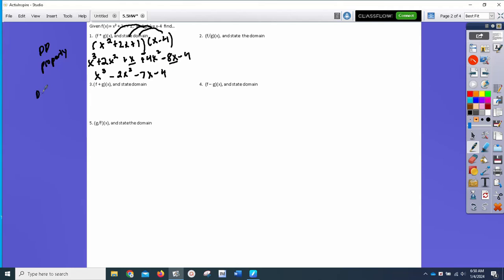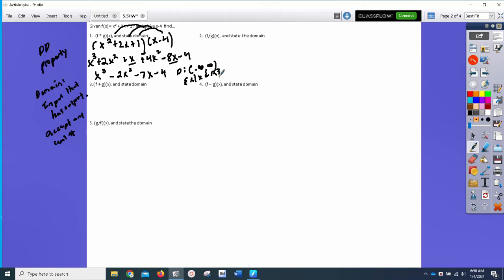Now, as far as your domain, it is input that has output. If you look at this function, you can plug any number in the world into it. This thing will accept any real number. If you give it a 1, it's going to return a number. If you give it a 2, it's going to return a number. If you throw a 0 at it, it's going to return a number. So its domain is just negative infinity to infinity, or all values of x such that x is an element of the real numbers. So that one's not too bad.